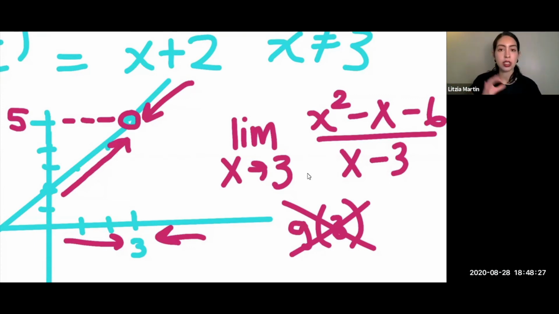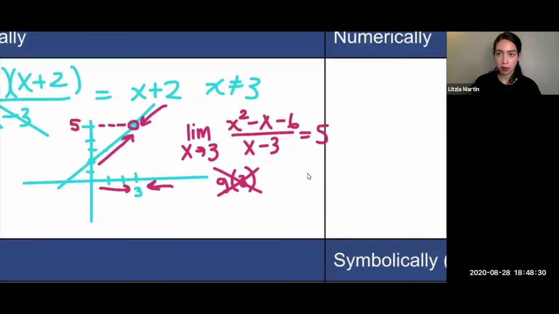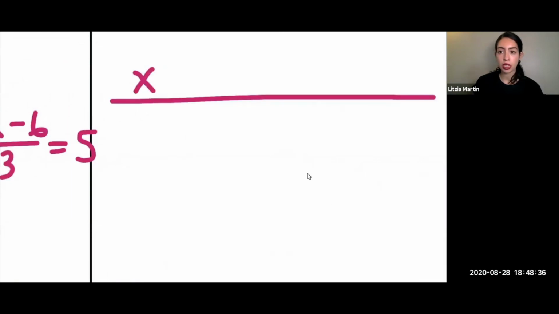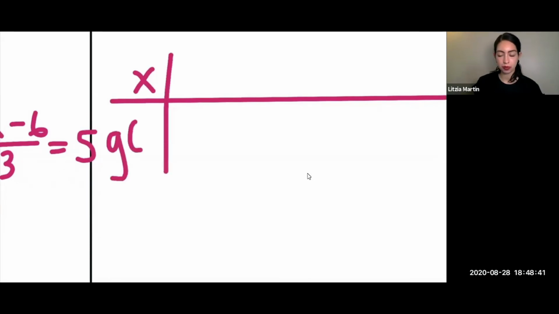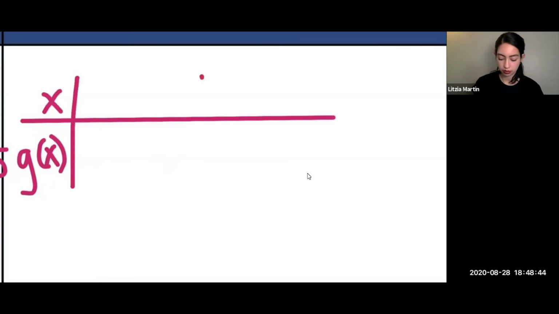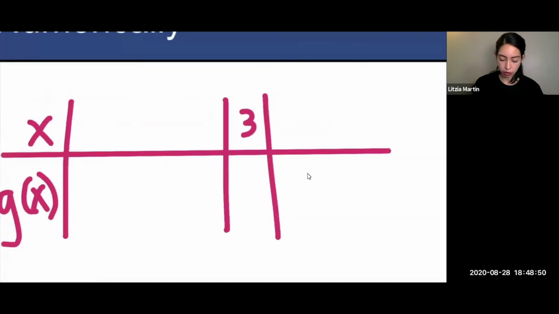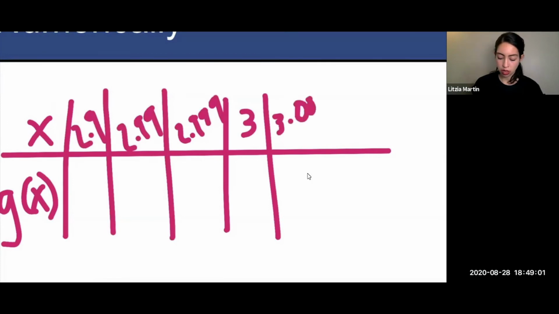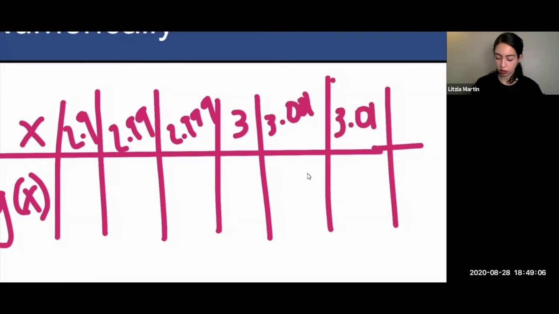And we'll prove this numerically by taking our table here and taking points that are really, really close to 3. So we'll have 3 in the middle here, and we'll have 2.999, 2.99, and let's do 2.9. And we can do 3.001, 3.01, and 3.1.